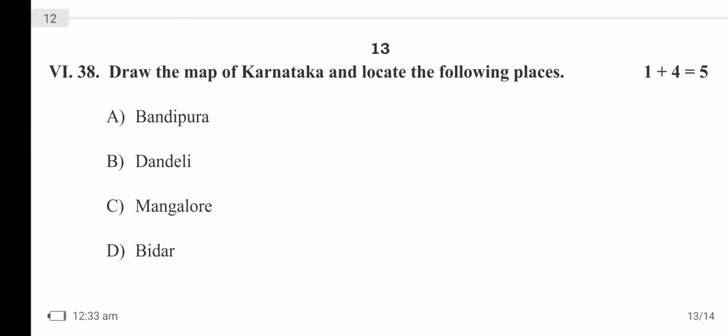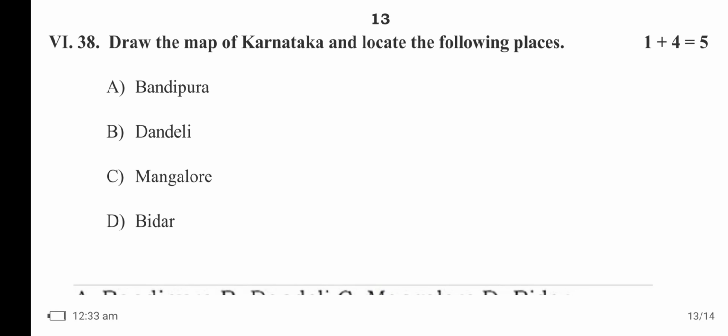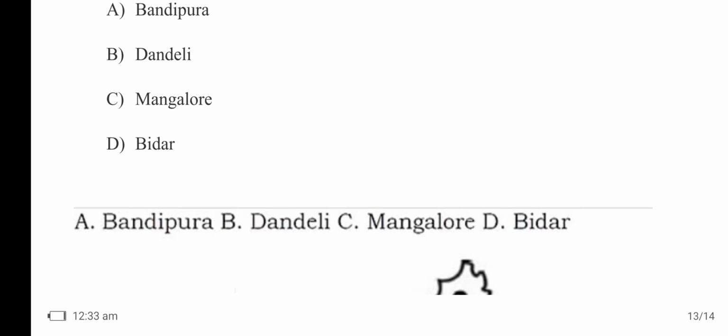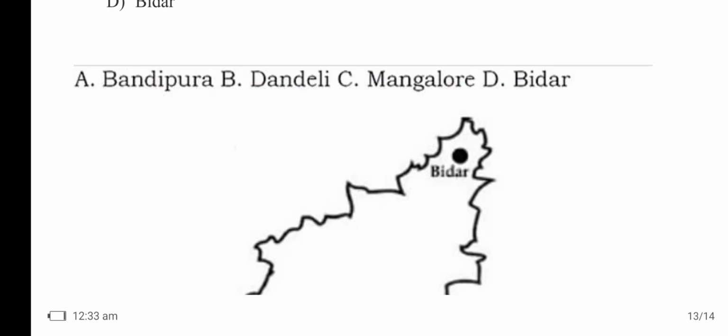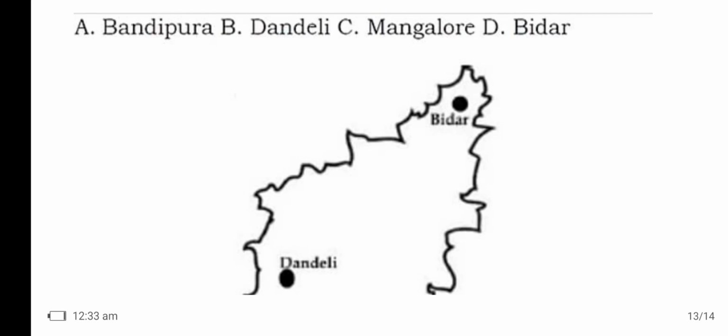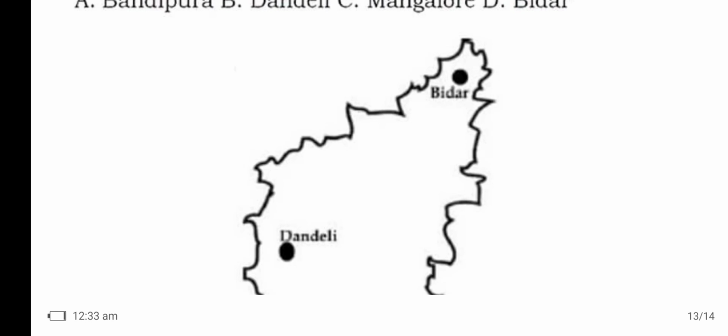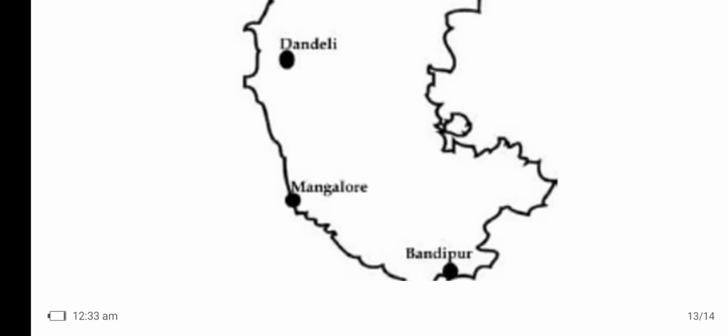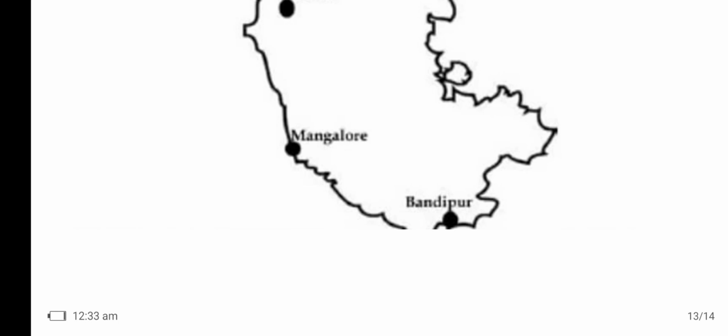Last question: draw the map of Karnataka and locate the following places, 1 plus 4 marks, which is equal to 5. First are Bandipur, Dandeli, Mangalore and Bidar. Bidar is in the northern part of Karnataka. Dandeli comes towards the west. Mangalore is down south, and Bandipur is completely towards the southern part.